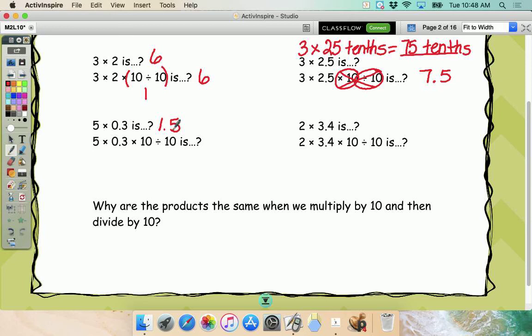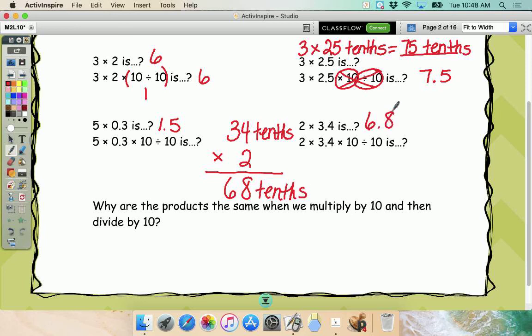34 tenths. So if I have 34 tenths times 2, help me do the math here. 4 times 2 and 3 times 2. So 68 tenths. I'm going to pull a stick here. Javier, how do I write 68 tenths? 6.8. In standard form. Good, 6.8. Okay, so do you understand? If you multiply and divide by the same number, it's like they don't even exist. They didn't even happen. Okay?